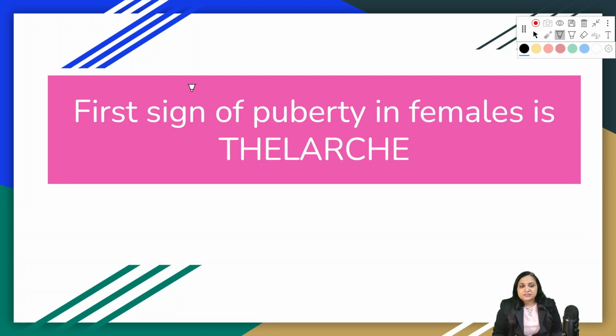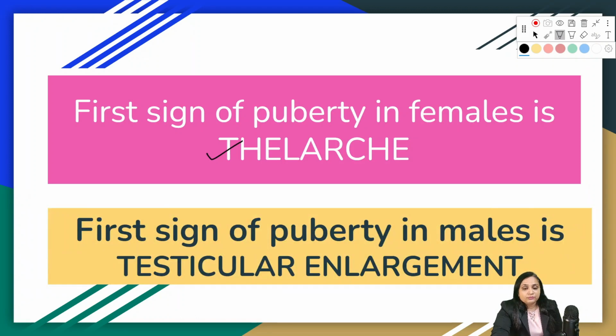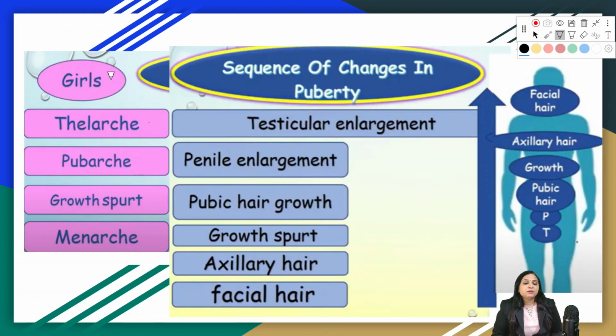The next is, first sign of puberty in female is thelarche. Thelarche is a development of the breast because of puberty hormone. While first sign of puberty in male is testicular enlargement. So this is a chart which we have to remember. In girls it starts with thelarche, then pubarche, then growth spurt, and then menarche. In boys it starts from below to down. First there will be a testicular enlargement, then a penile enlargement, then pubic hair growth, then a growth spurt, then axillary hair development, and then development of facial hair.